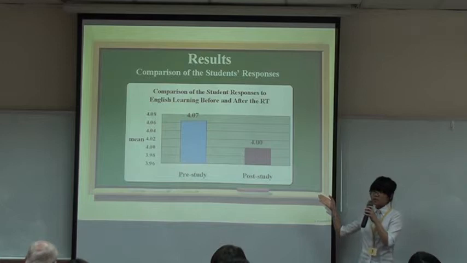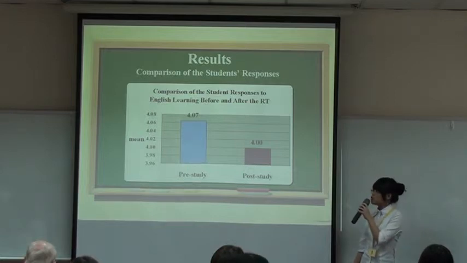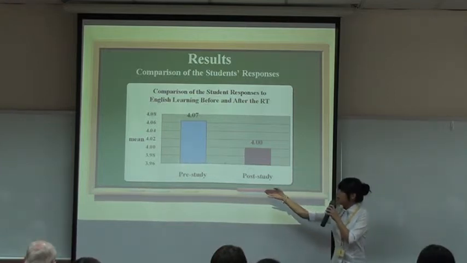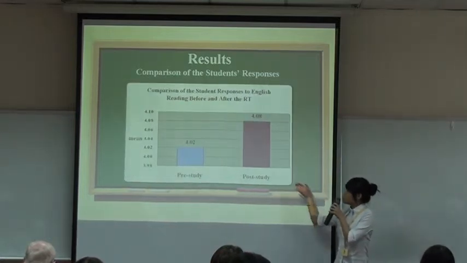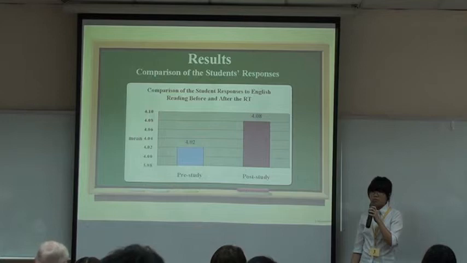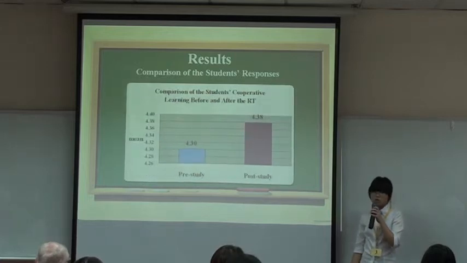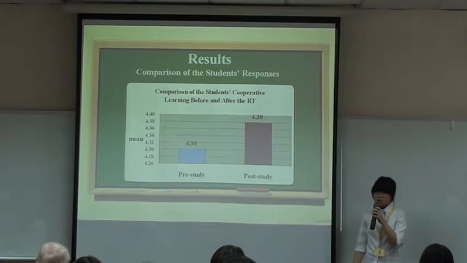Comparison of the student responses. This section presents the student responses after 44 days of RT. According to this bar chart, the mean score of pre-study was higher than that of post-study. According to this bar chart, the mean score of post-study was higher than that of pre-study. The RT could increase and improve the students' motivation of reading English books. According to this bar chart, the mean score of post-study was higher than that of pre-study. The RT raised the students' cooperative motivation.